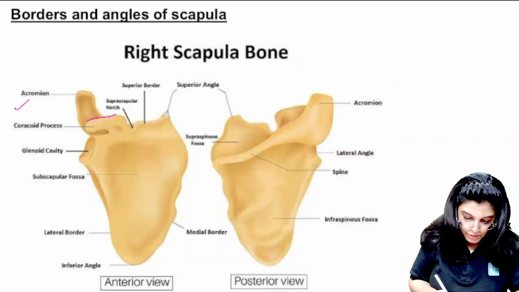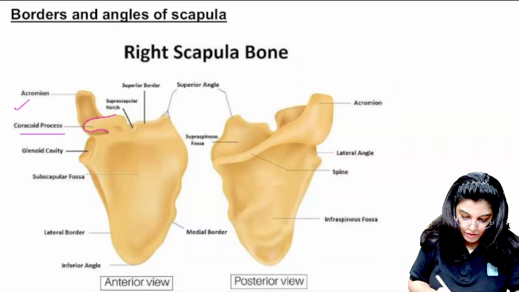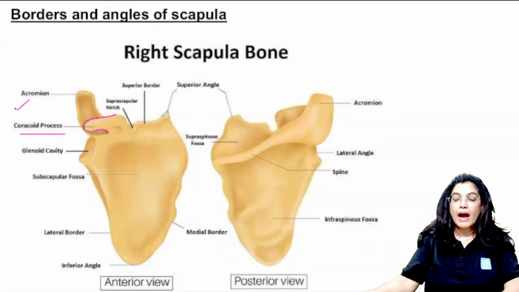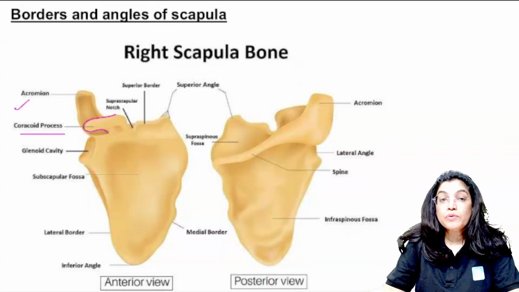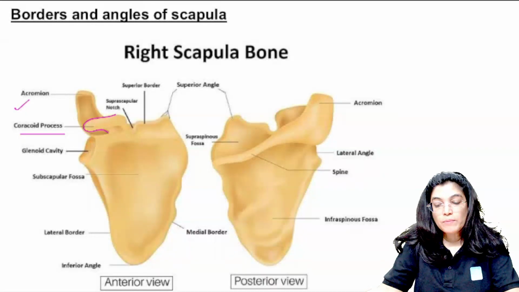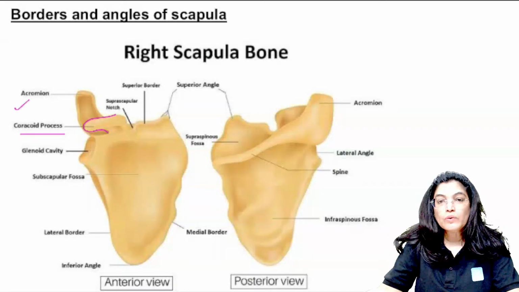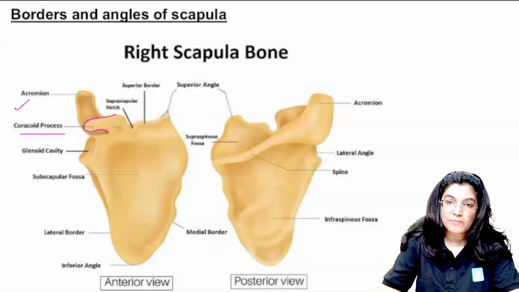You can see the beak-like process, the coracoid process. Okay, this is an important landmark. And why is the coracoid process very important, my dear students? If you remember my class, I have told you that the coracoid process is an example of atavistic epiphysis.